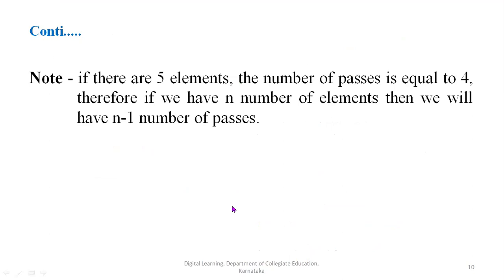Yes. So you have seen that when the n value is 5, the number of passes was 4. So it means that when there are n elements in the list, the number of passes will be n minus 1.